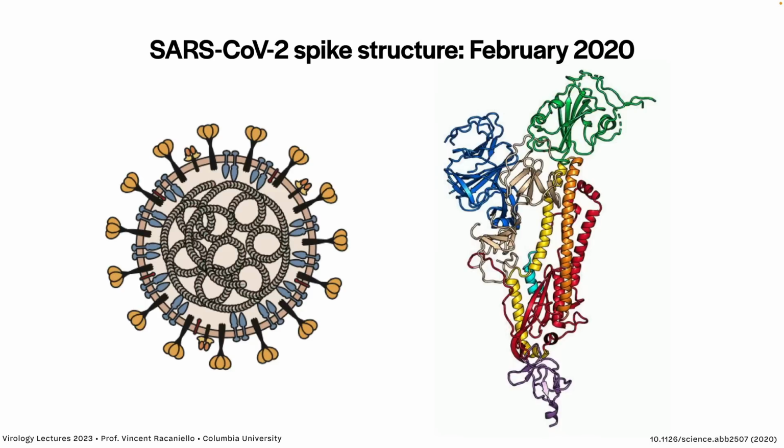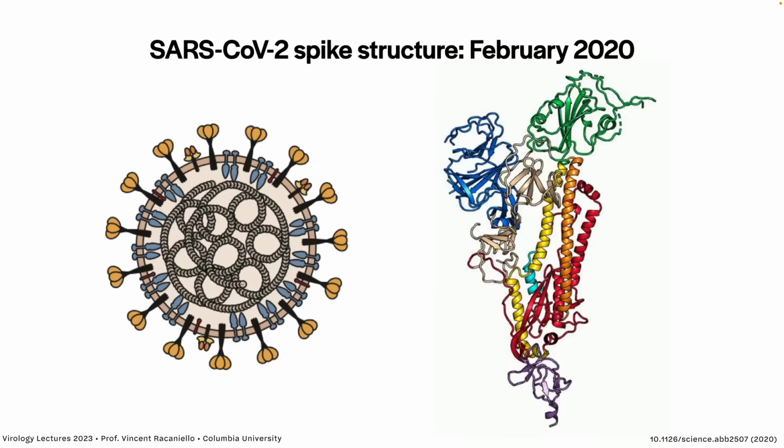Shortly after SARS-CoV-2 was identified in January of 2020, within a month, the structure of the spike protein anyway was solved by Cryo-EM. So here's the virus particle. It's an envelope virus with a few different proteins embedded in the membrane. And the main one, of course, is the spike protein, which is a trimer of one polypeptide. Of course, most of the vaccines are based on the spike protein. We'll talk about that later.